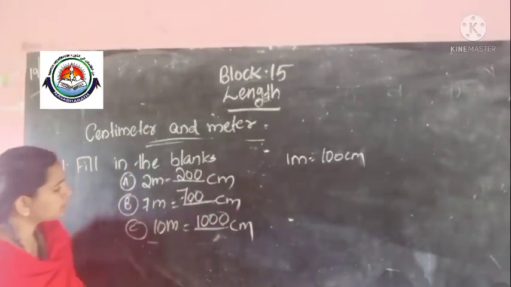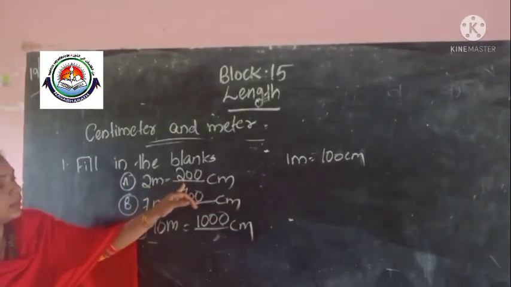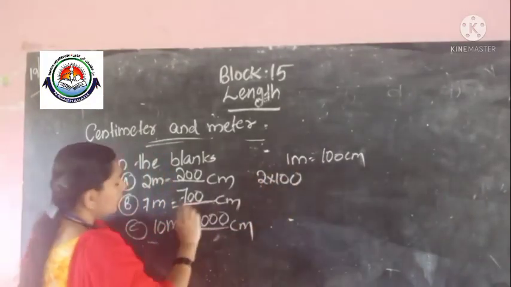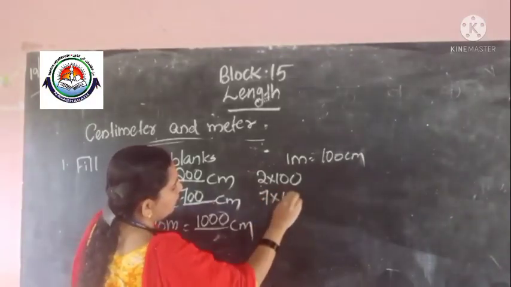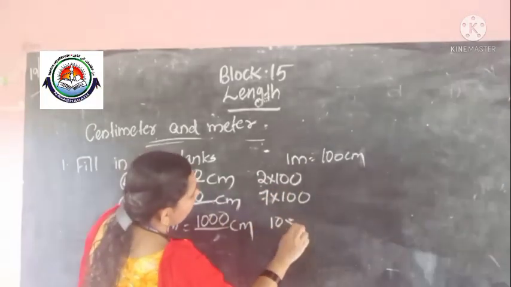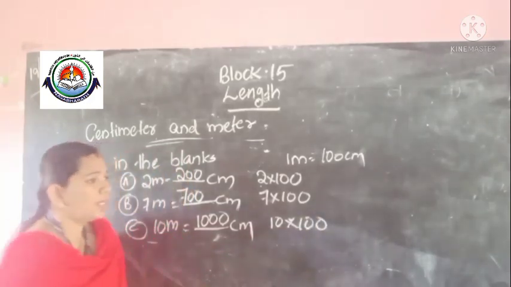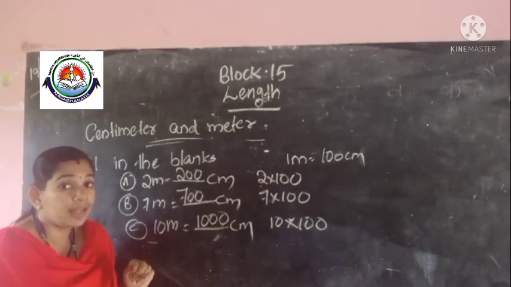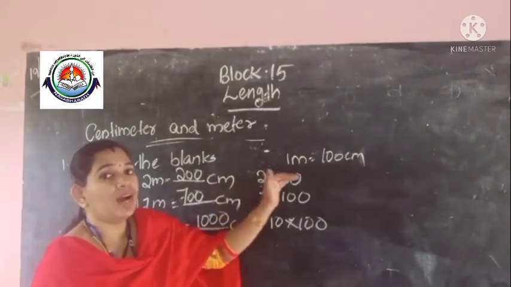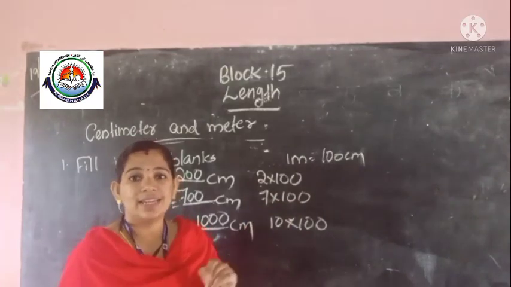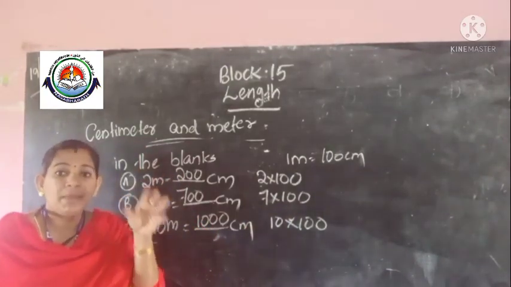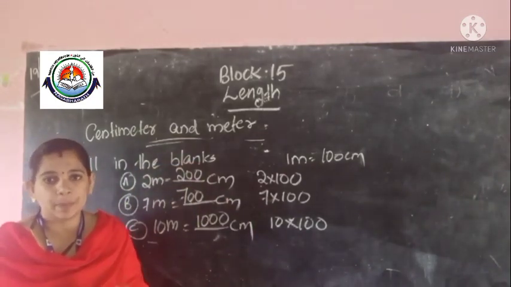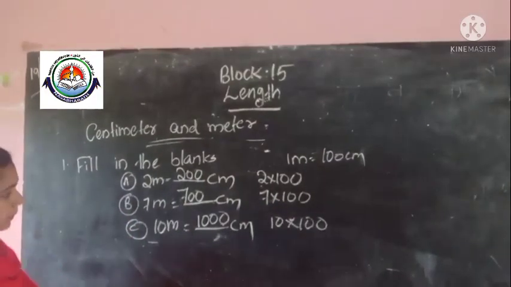So you just look at how you get 200: 2 into 100. Then here 7 into 100. Here 10 into 100. So how do you convert meter to centimeter? Yeah, given number into 100 we get the centimeter. Given meter into 100 you get centimeter. Clear? Okay, write the next question.